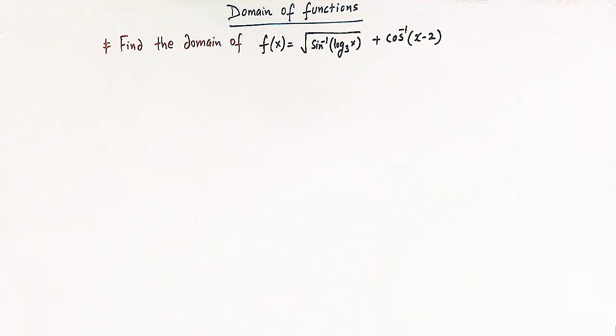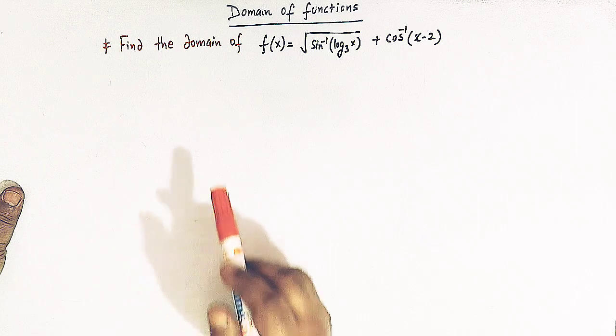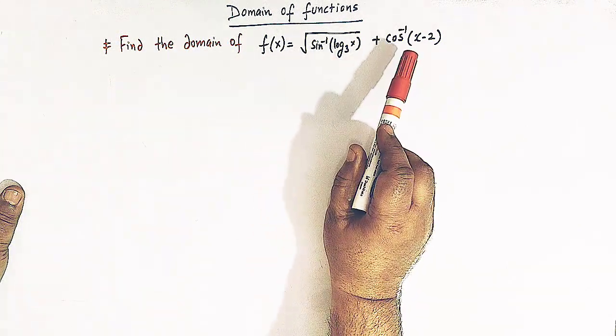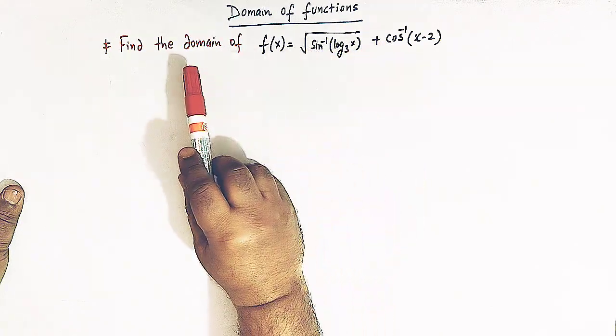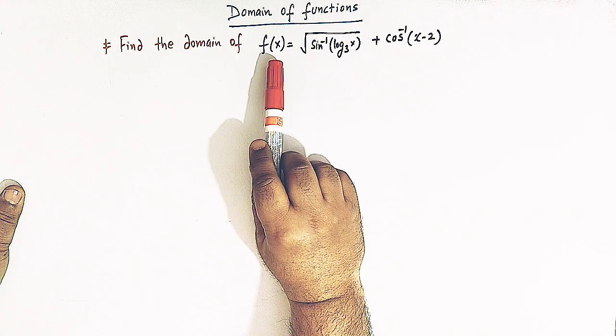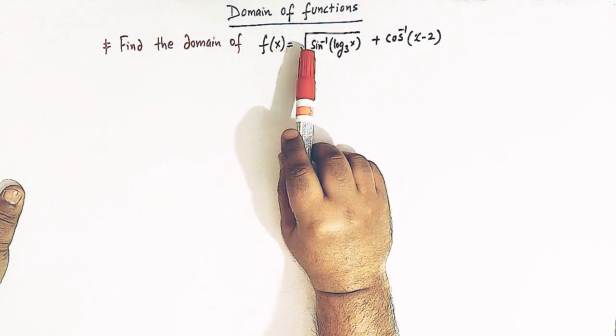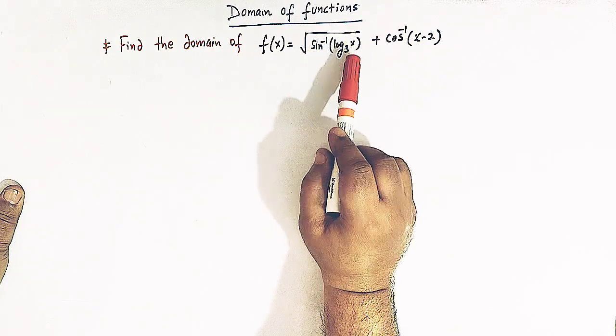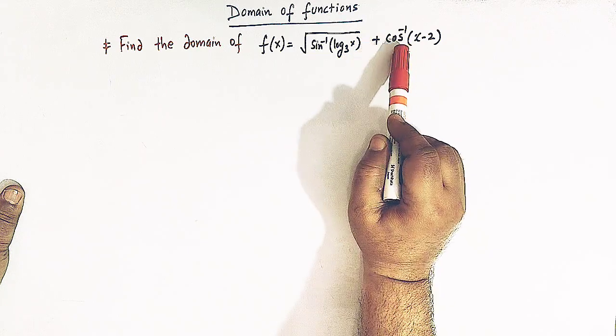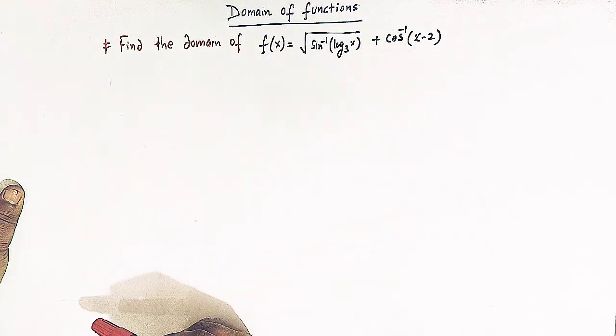Hello, viewers. In today's session, we are going to discuss a very important and conceptual problem from the domain of functions, right? Here in this class, we are going to find out the domain of this function, which consists of the sum of two functions, right? So we have to find the domain of the function f of x, which is equal to square root of sine inverse of logarithm of x to the base 3 plus cos inverse of x minus 2, right?